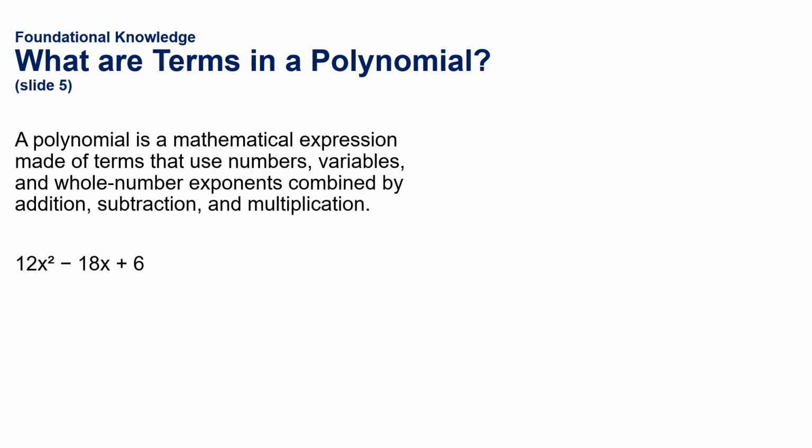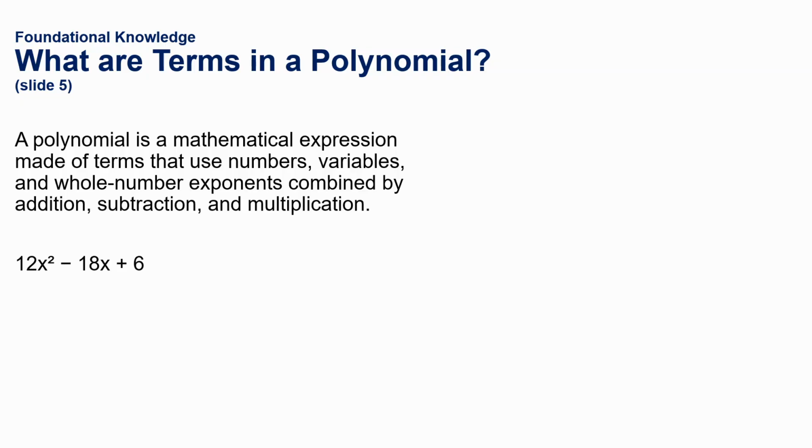Next, I want to look at what are terms in a polynomial. So a polynomial is a mathematical expression made of terms that use numbers, variables, and whole number exponents combined by addition, subtraction, and multiplication. If I take a look at this first example here, 12x squared minus 18x plus 6, there are 3 terms in this particular polynomial.